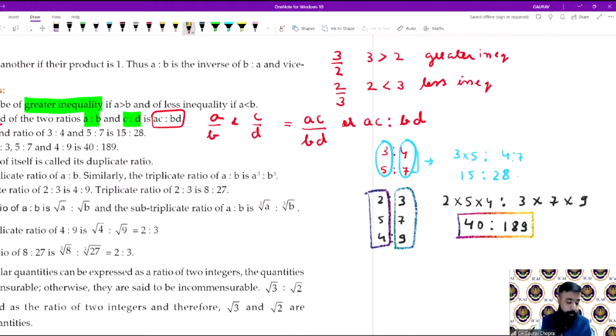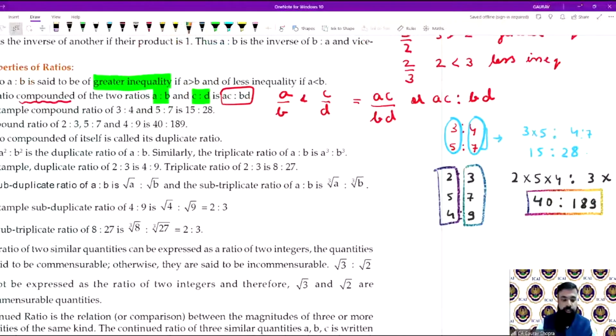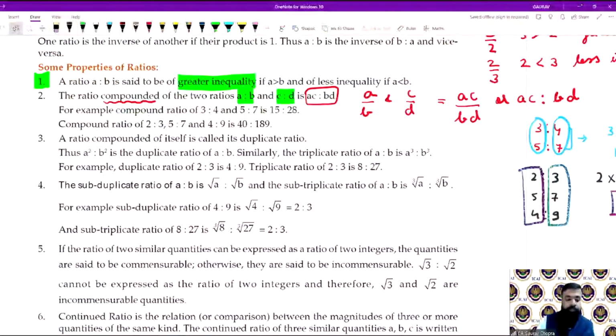All right. Yes. So Shruti has given the correct answer. Viresh has also given. Vandana is also correct. Okay. So now let us move towards the next point.